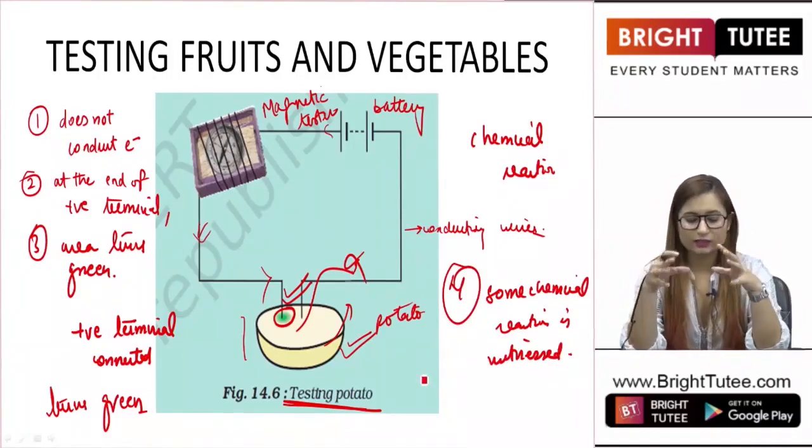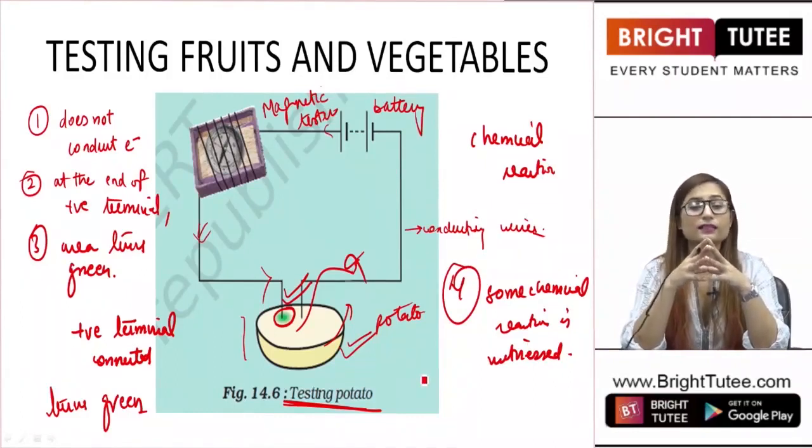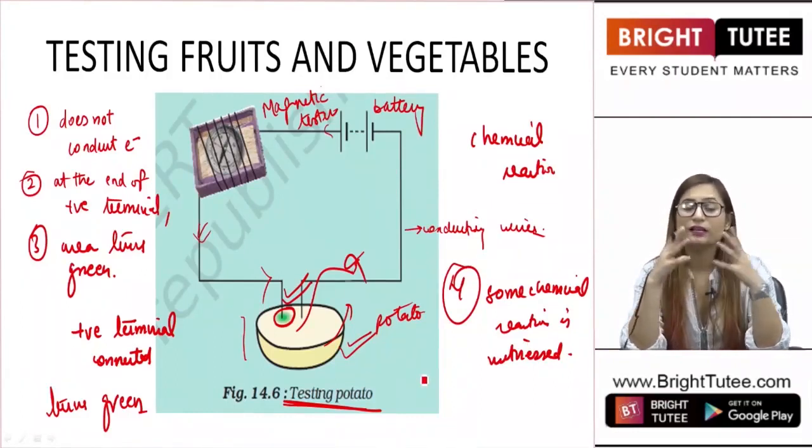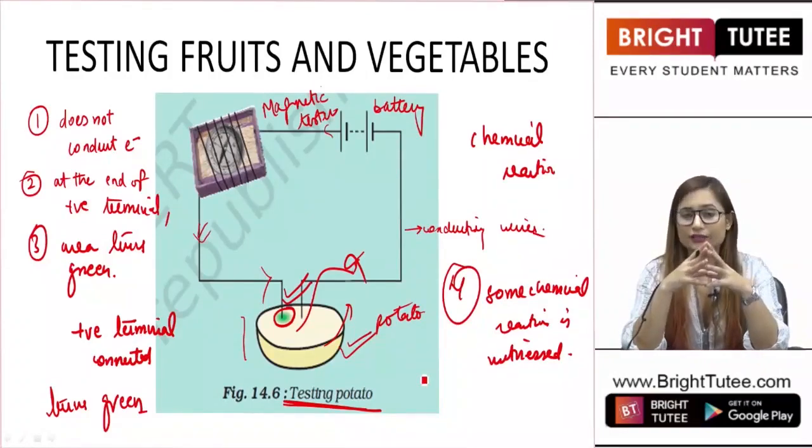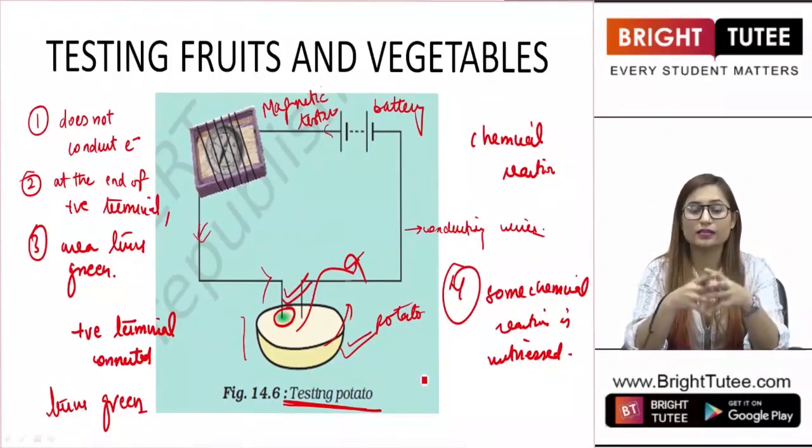So in this lecture we have learnt how different substances conduct electricity and what the chemical effects of an electric current are. In the next lecture we will be studying about electroplating.